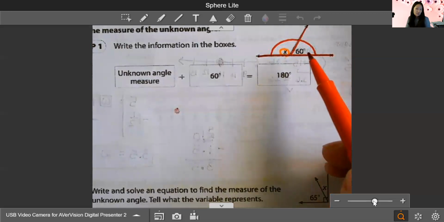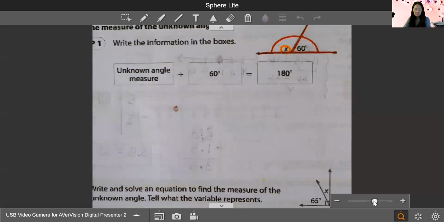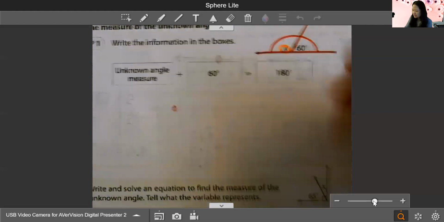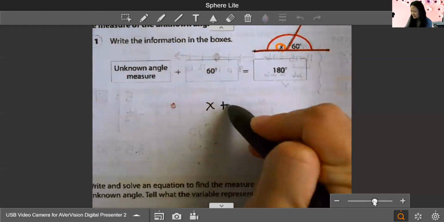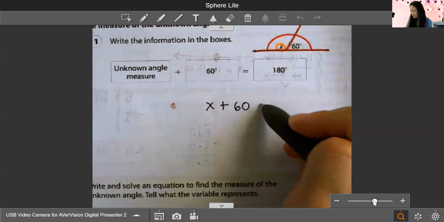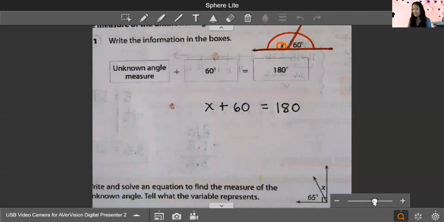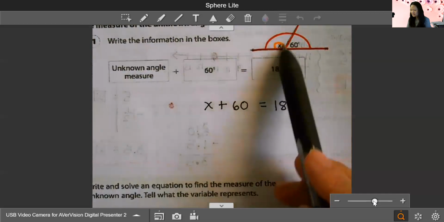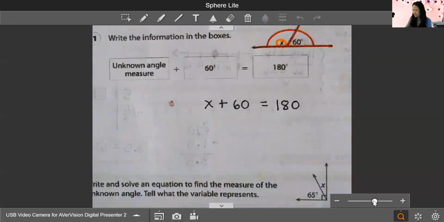Okay, that's correct. However, we want to apply what we learned in the one-step equations. So this is how we are going to write the equation and then solve it. So we're going to write this unknown angle x plus the 60 degrees together is equal to 180 degrees. Hopefully that makes sense. We know that this plus this together has to be 180 degrees. Now we just need to solve it.